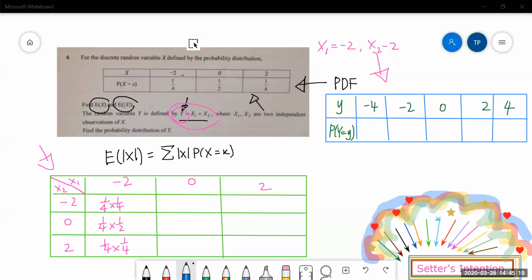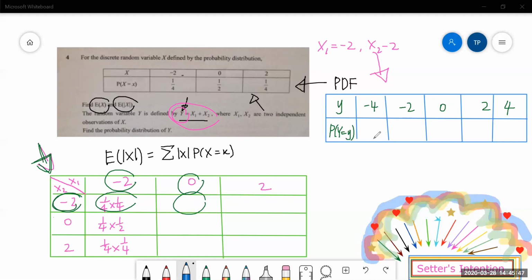Okay, Jamie, listen, this one is very important. Once you're done with this table, what this table does is for us to understand when x1 equals -2 and x2 equals -2, what is the probability here? When x1 equals 0 and x2 equals -2, what is the probability here? So that afterwards it's easier for us to add. Add what? You'll be asking me, add what?